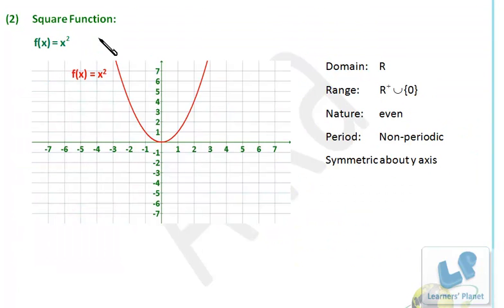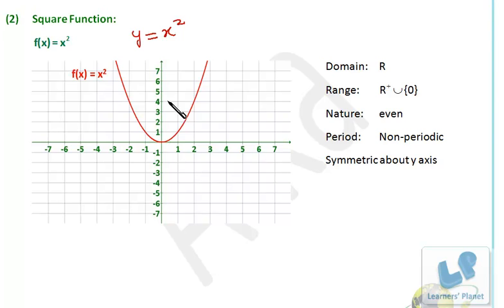Now friends, the next graph with us is the graph of a square function, that is f(x) is equal to x square. The graph of f(x) is equal to x square represents a parabola like this. You can say this is the graph of y is equal to x square, right? That represents a parabola that is passing through the origin. Why is it passing through the origin? Because when x is 0, y is 0, right? So it will be passing through the origin.